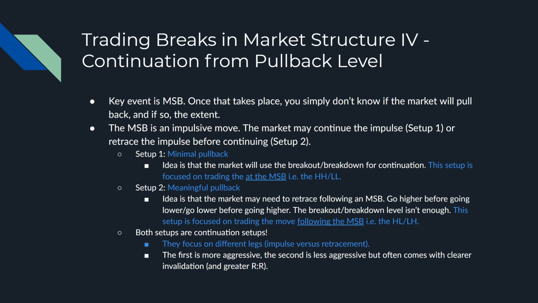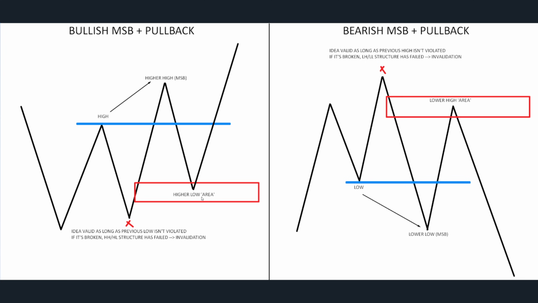Just some more detail on that. And we will cover, of course, what I mean by higher low area or lower high area. It's deliberately vague. And as mentioned in the diagram, the idea is valid as long as the previous low isn't violated. If it's broken, then the higher low, higher high, higher low structure has failed, and that's invalidated.